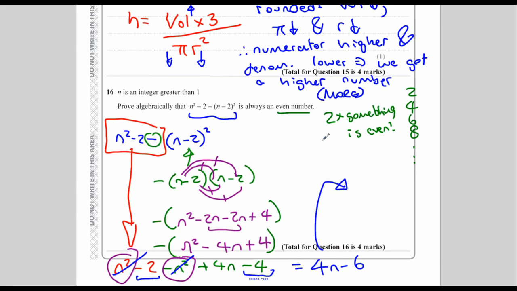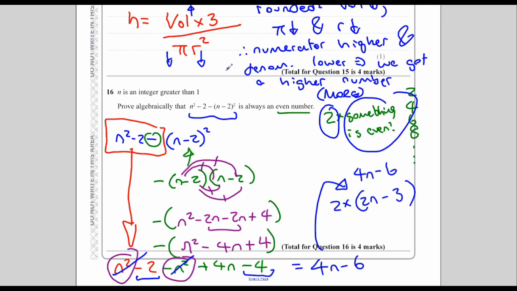Now, remember I've said 2 times anything is even. So 2 times something, we want to know if this is even. Well, 2 times 2n gives you 4n, and 2 times minus 3 gives you minus 6. Okay? So 2 times anything is even. So always even. Proved it.